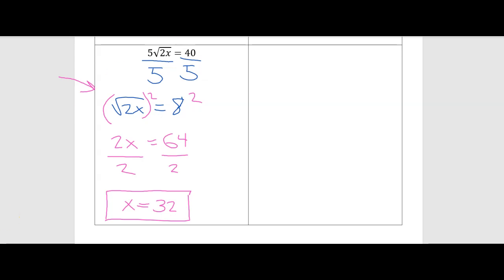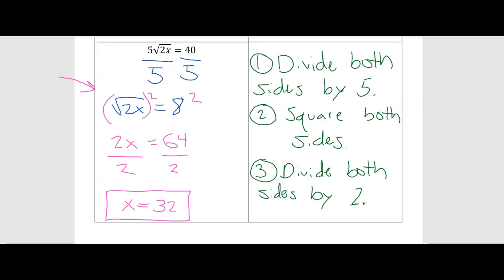Okay, let's put down our steps. All right, so step number 1 was to divide both sides by 5 to isolate the radical. Then we squared both sides to undo the radical or the square root symbol. And then we divided both sides by 2.